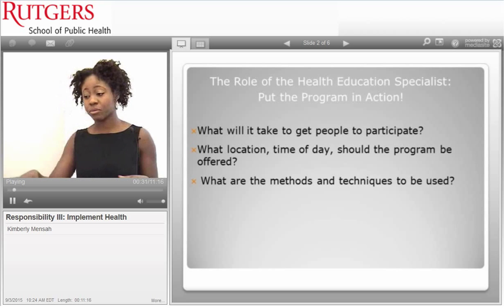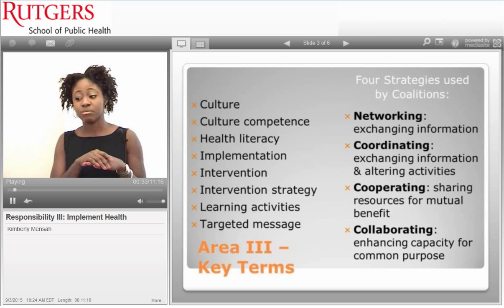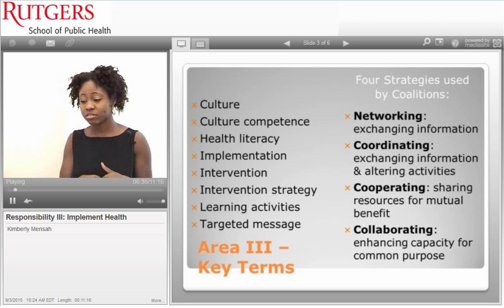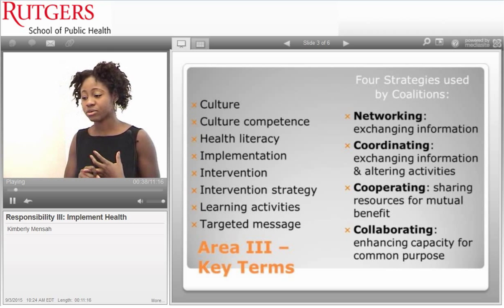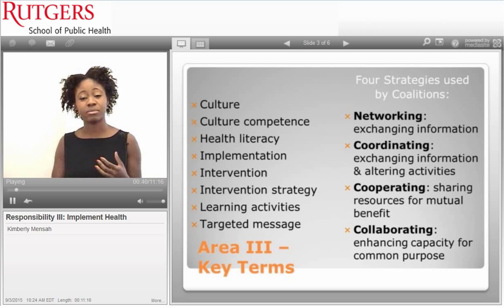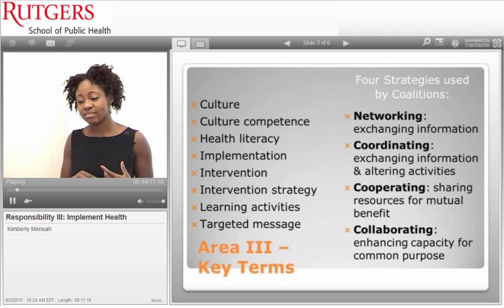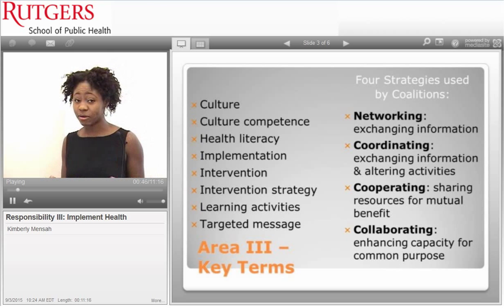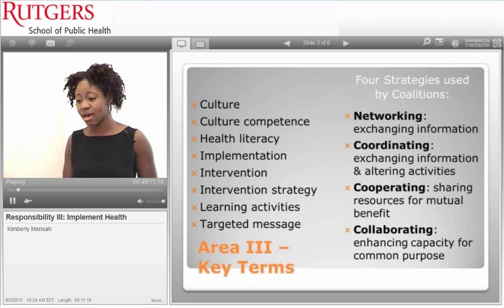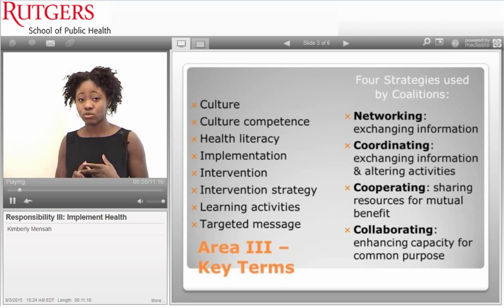Before we get to 3.1, these are key terms that are really important to know within Responsibility 3: culture, competence, health literacy, implementation, intervention strategy, learning activities, and targeted message. Now, I actually want to add to this list, alongside targeted message, I want to introduce a tailored message. These are actually 2 distinct terms, and I'm going to explain what they are.